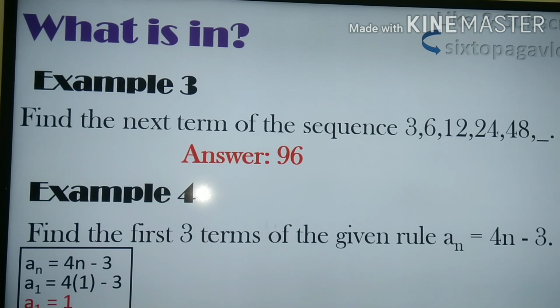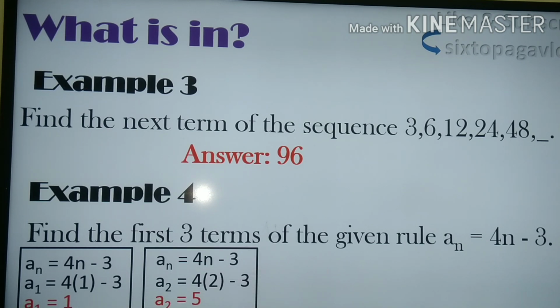Then how about solution number 2? So copy again the given. Substitute by 2. So a sub 2 equals 4 times 2 minus 3. And then the answer now is 5. A sub 2 equals 5. So that is the second solution.